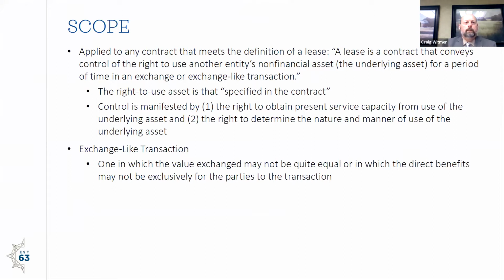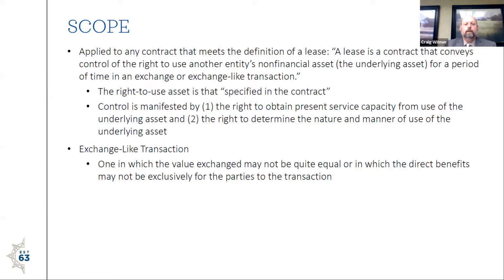Well, a lease is a contract that conveys the control of the right to use another entity's non-financial asset, or an underlying asset, for a period of time in an exchange or exchange-like transaction. We do have the definition there for exchange-like transaction, but what I want to focus on is a couple pieces of that definition. So you have this right to use asset that has to be specified in the contract. So there's some kind of asset there, but that right to use is important. When we look a little bit further at the asset itself, it's really an intangible asset. So you have that right to use the asset.